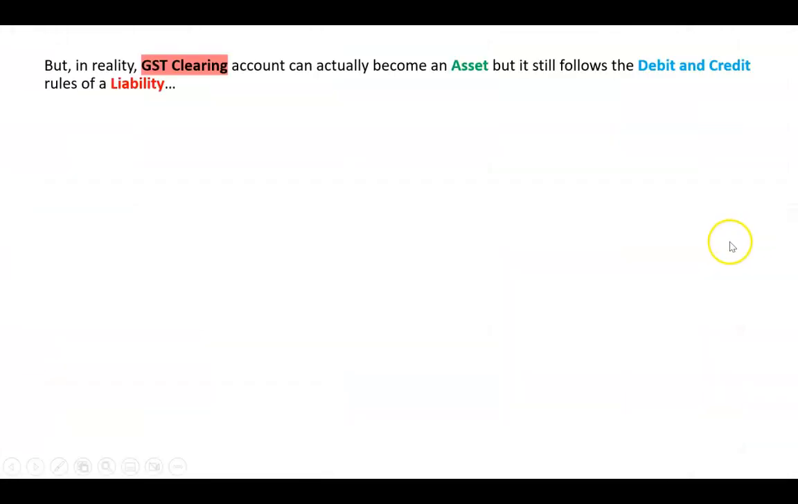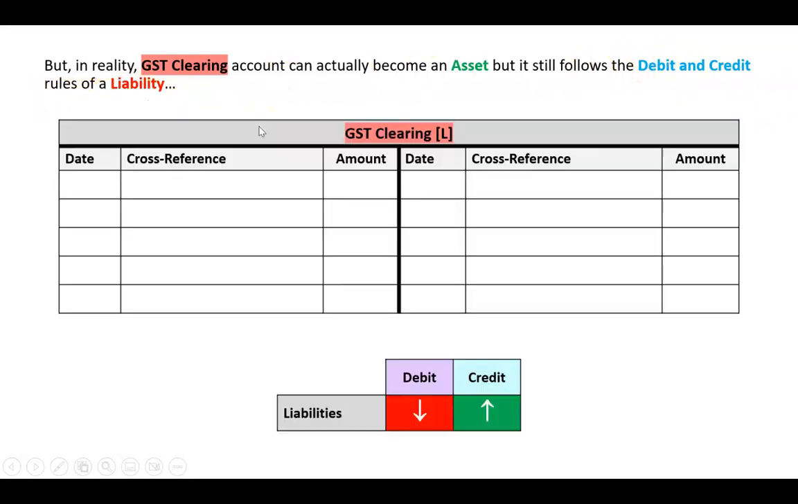Except when it's not, because this could happen. In reality, GST clearing account can actually become an asset. However, it still follows the rules of debits and credits of a liability. What are we talking about?